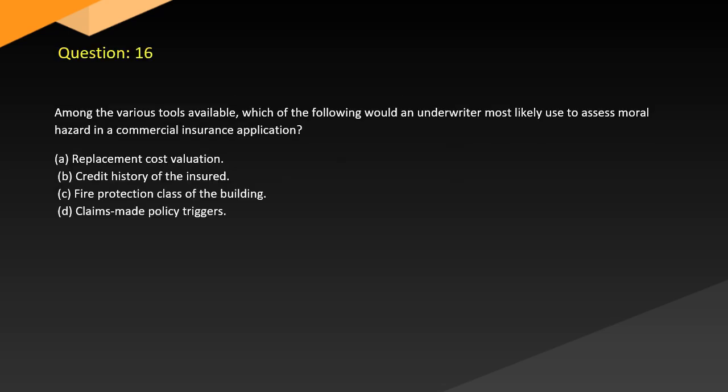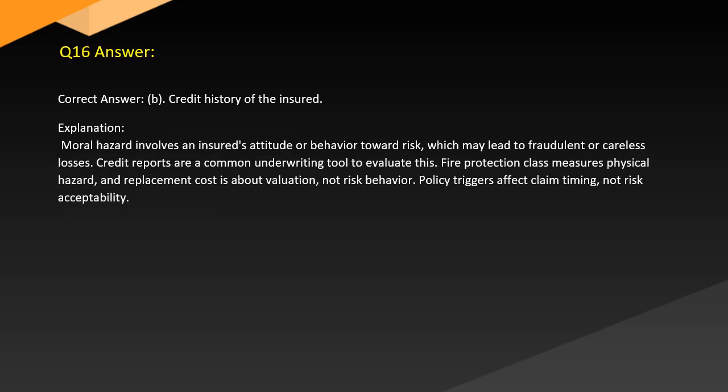Question 16. Among the various tools available, which of the following would an underwriter most likely use to assess moral hazard in a commercial insurance application? A. Replacement cost valuation. B. Credit history of the insured. C. Fire protection class of the building. D. Claims made policy triggers. Answer. Correct answer: B. Credit history of the insured.